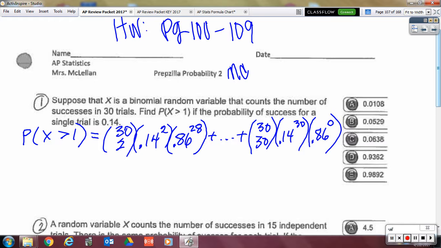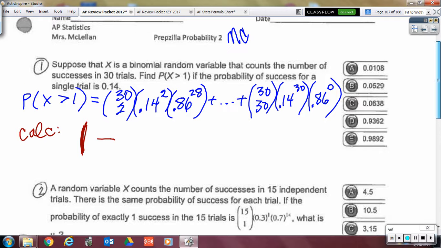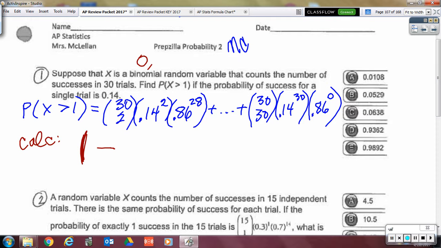But for everybody else, put how you do this in your calculator just because we need to know that. How would I calculate this in my calculator? Everything, take off. What part am I taking off? Yeah, I'm taking off 0 and 1. I want 2 to 30. So I have to take off 0 and 1.